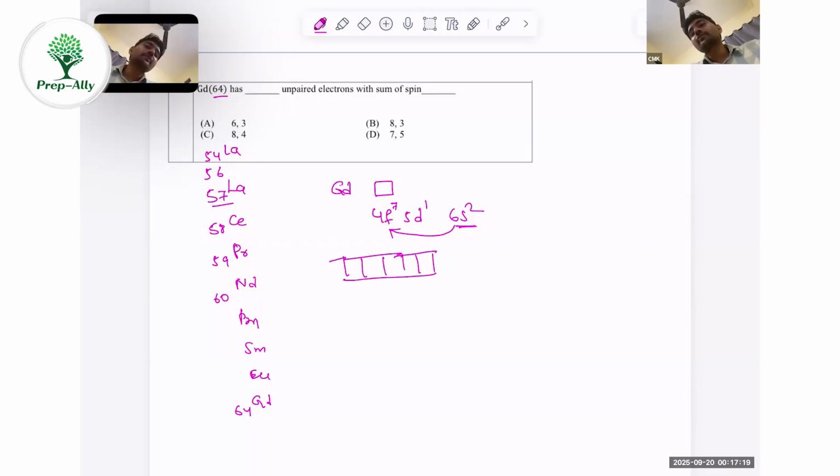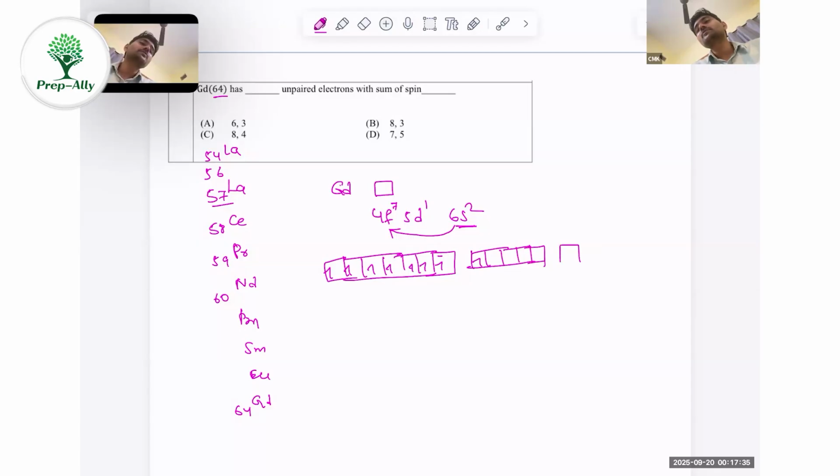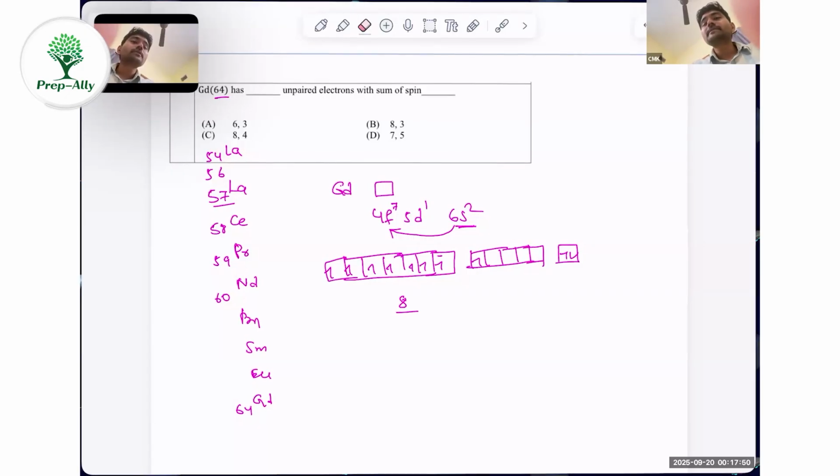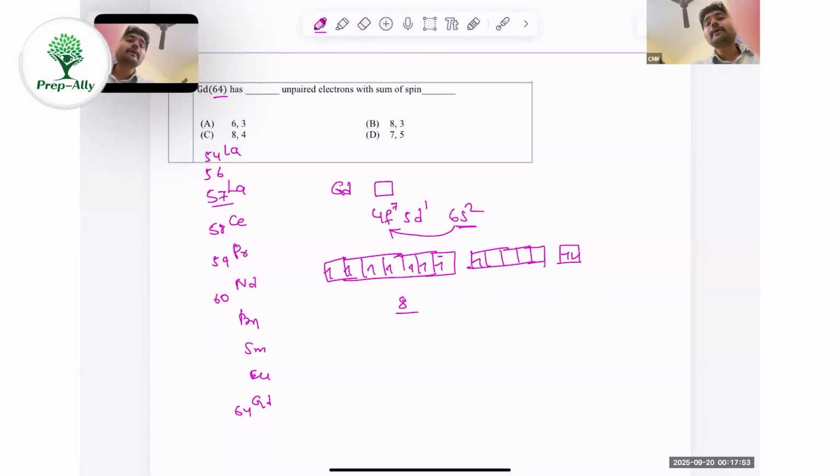Now 4f7: f orbitals are 7, 1, 2, 3, 4, 5, 6, 7. Each orbital will be filled with one electron, and only then do they pair up. In the d orbitals, 1, 2, 3, 4, 5, only one single electron is there. 6s2 is filled with 2 electrons. So how many single electrons are there? We have a total of 8 single electrons. Each electron spin is half, so 8 into half is 4. So 8 single electrons are there and the spin is 4.